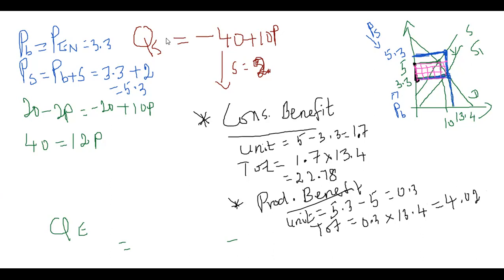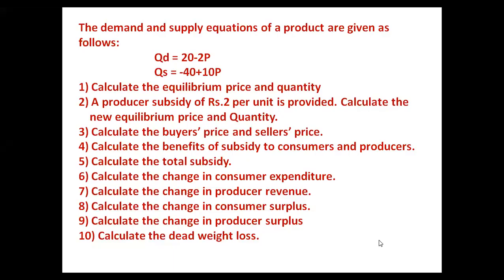So we are to show that producer benefit. See this, this is the producer benefit per unit, totally 13.4. Therefore, this portion is the area that shows the producer benefit. Okay, right. Now we'll come to the next question. The next question asks for the total subsidy. You have to find the total subsidy.